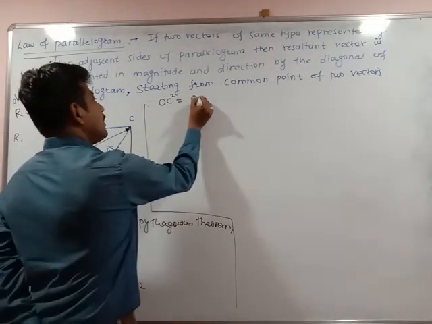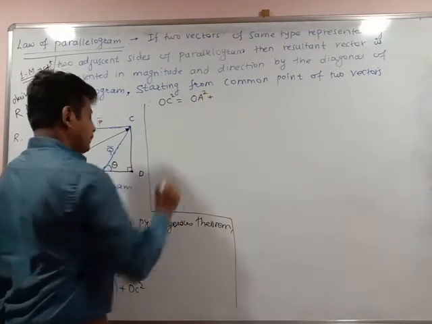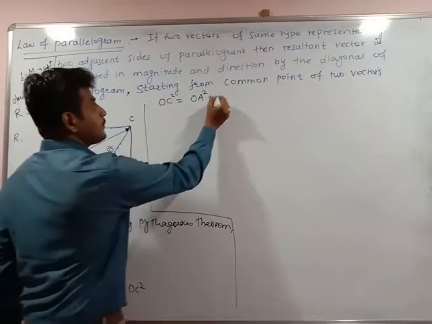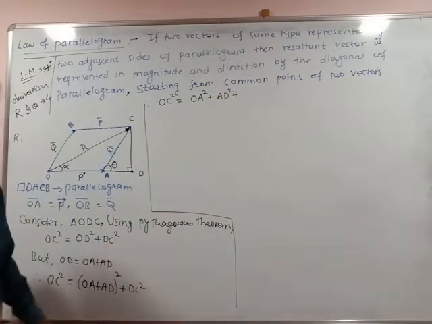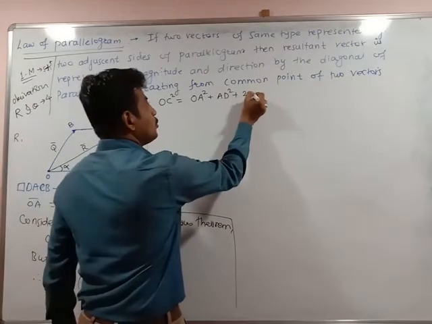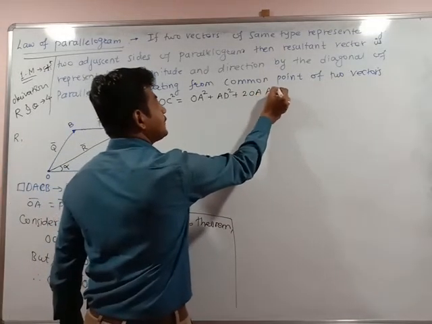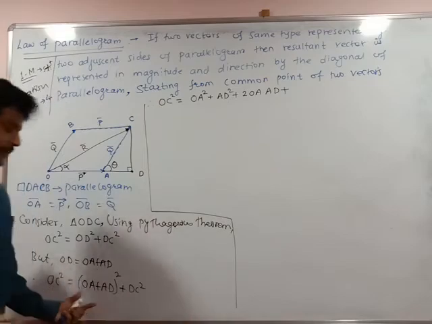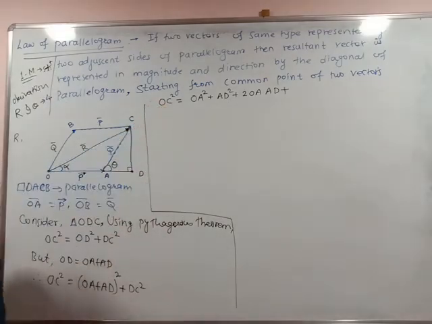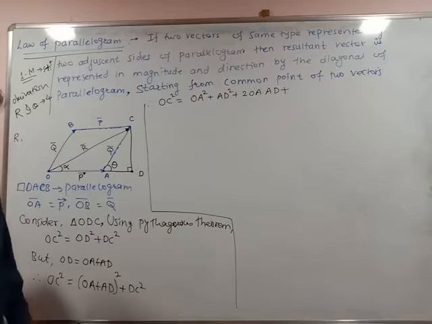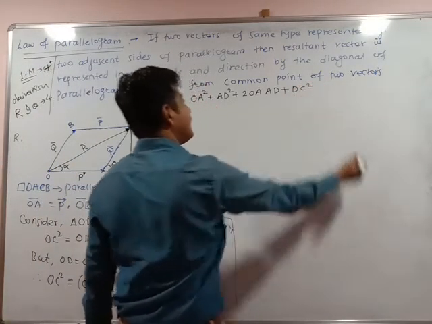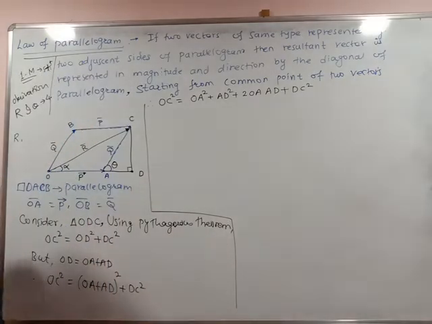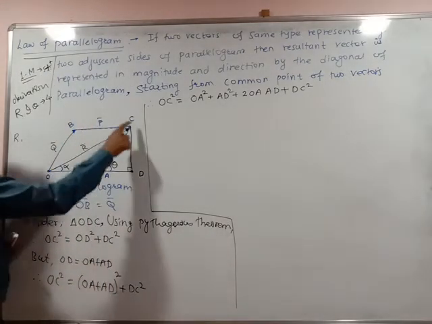It is OA square plus AD square plus 2OA into AD. Correct? See, the bracket is solved, see how it came: OA square plus AD square plus 2OA into AD, plus DC square. This is only the bracket solved. Okay. Now consider this triangle.